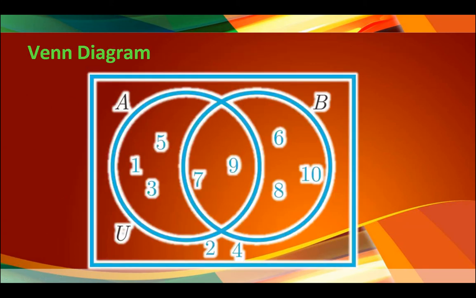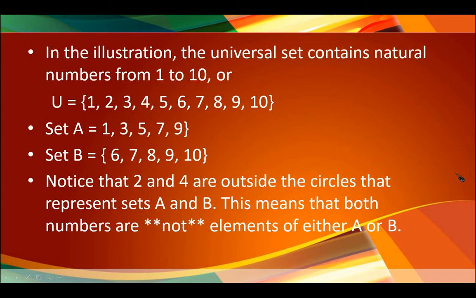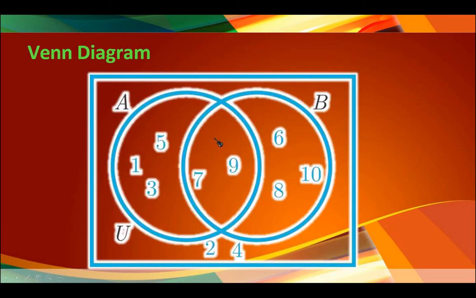Balikan natin. So, meron tayong 1, 2, 3, 4, 5, 6, 7, 8, 9, 10. So, tama naman po. Pag sinulat natin, ang universal set ay 1, 2, 3, 4, 5, 6, 7, 8, 9, 10. Alright. So, yung set A naman niya ay, may bracket po yan, 1, 3, 5, 7, 9. Balikan natin sa diagram. 1, 3, 5, 7, 9. Kasi ito po yung set A, yung bilog na yan.